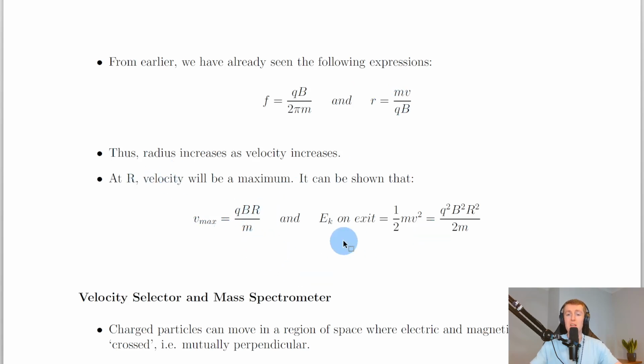so V max is equal to QB big R in this case divided by M. And we could say that the kinetic energy on exit of the cyclotron is equal to a half mv squared, where the V here is our V max expression, so if we substitute this in here and square it, then this comes out to Q squared B squared R squared over 2M.